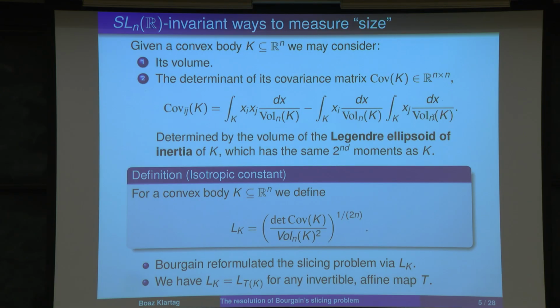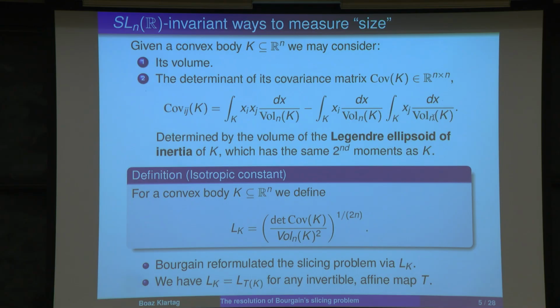linear invariant ways to measure the size of a convex set. So if you have a convex set, the most natural SL(n) invariant way to measure its size is just the volume. The volume is a number invariant under SL(n), the group of linear transformations of determinant one. So the volume is of course an invariant, but there is also another invariant which is related to the inertia ellipsoid, the Legendre ellipsoid of the convex set K.